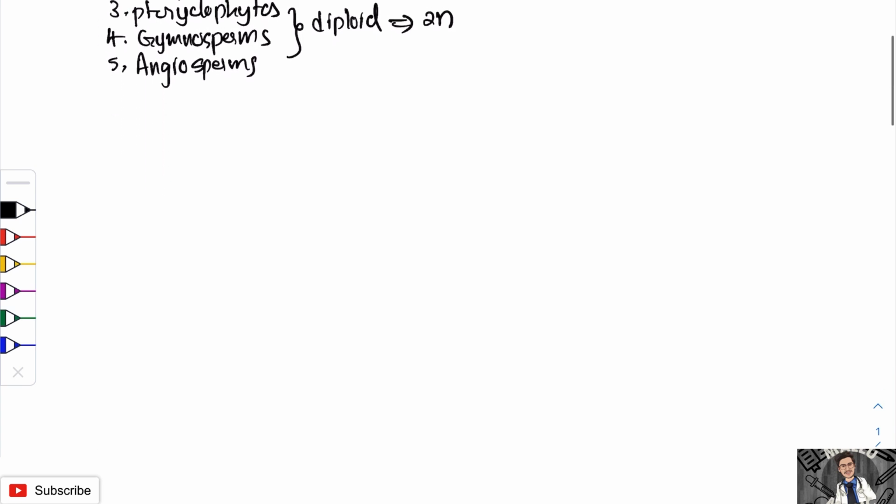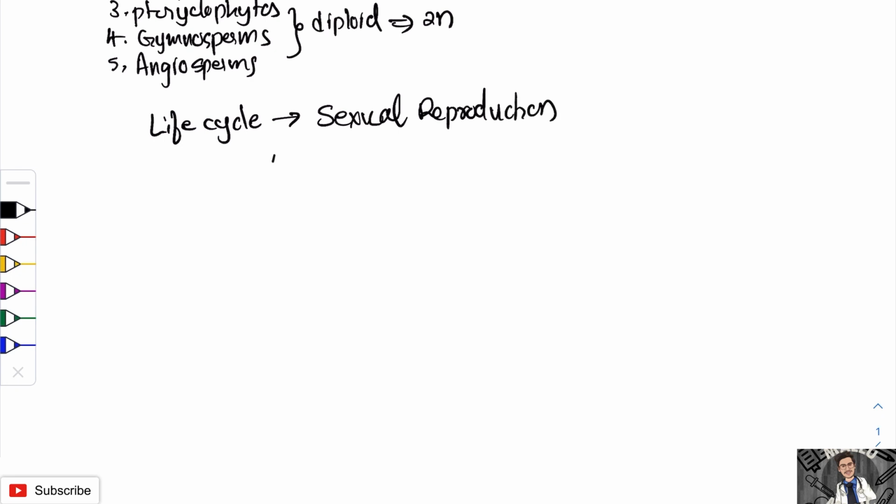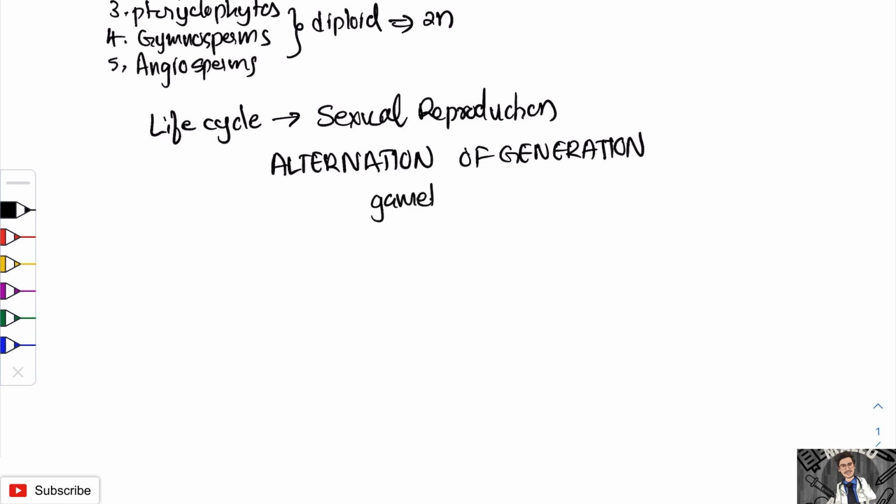But before I tell this, you have to remember that the life cycle pertains to sexual reproduction. And within sexual reproduction, we have a phenomenon known as the alternation of generation. So, what's alternation of generation? It's actually, as the term indicates, the switching of the plant body from the gametophytic stage to the sporophytic stage or vice versa.